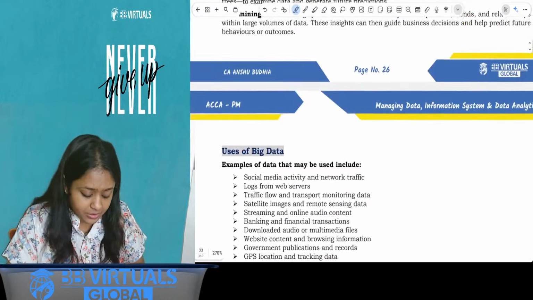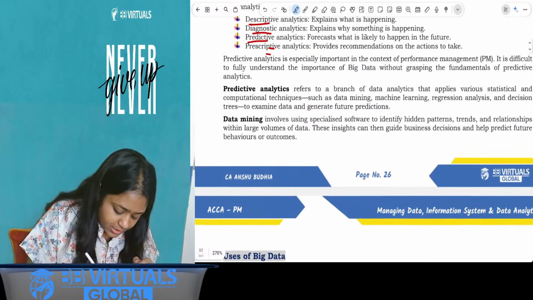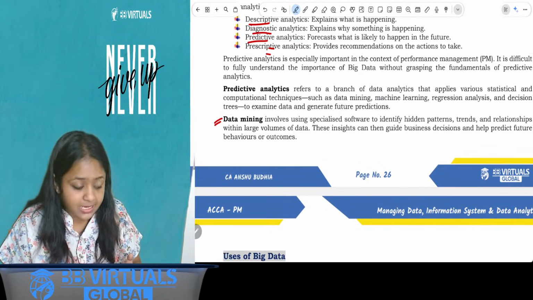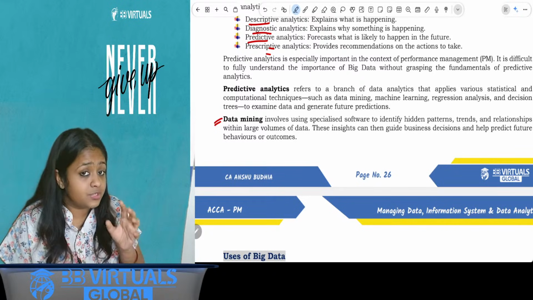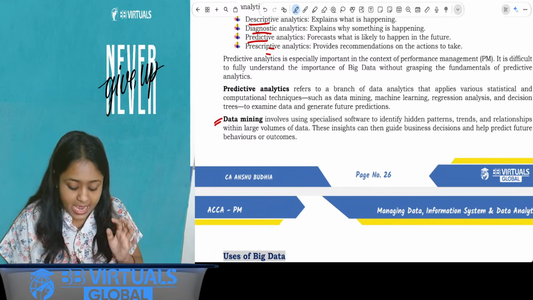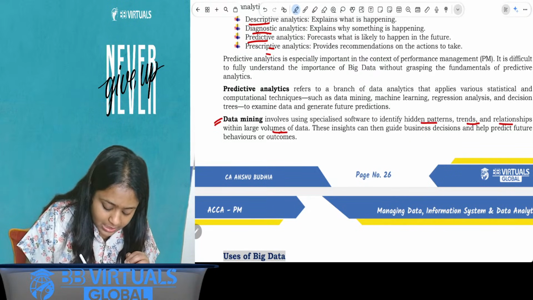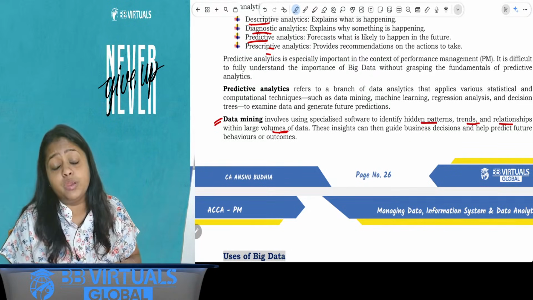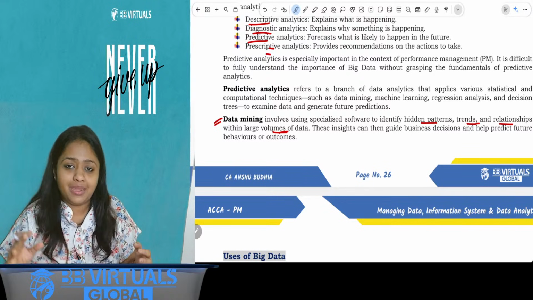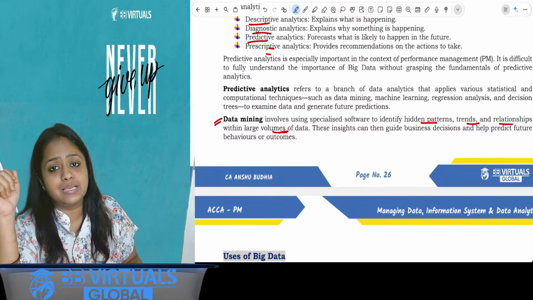Okay, then another term that I would use here is data mining. What is data mining? Data mining simply means that you use specialized software that identifies the hidden patterns, trends, and relationships within a large volume of data, which helps you in decision making. Data mining is going to deep dive into these topics and subjects.